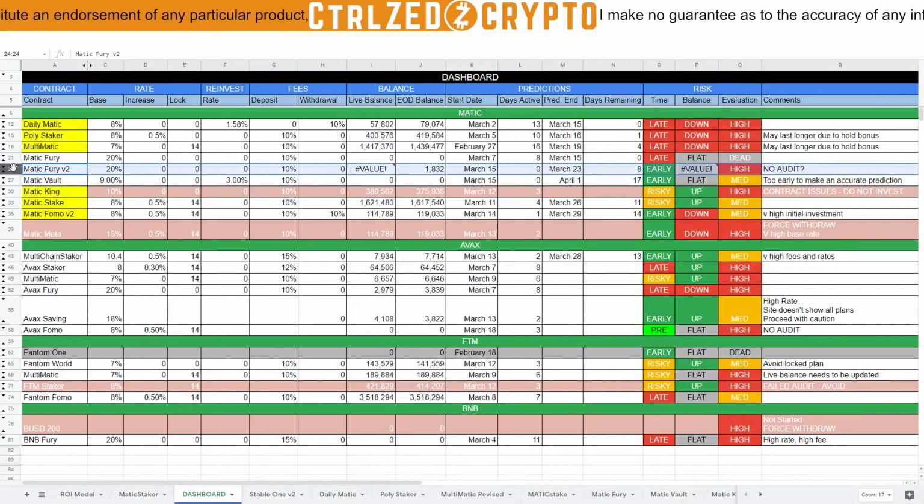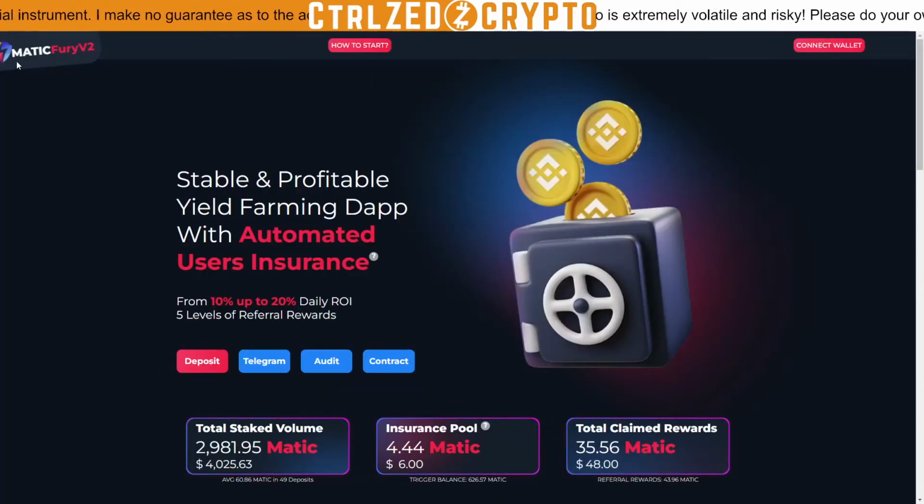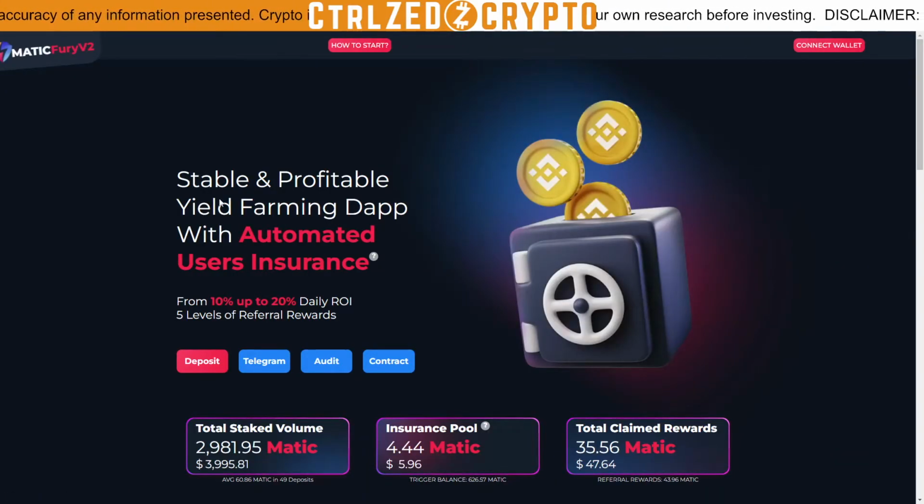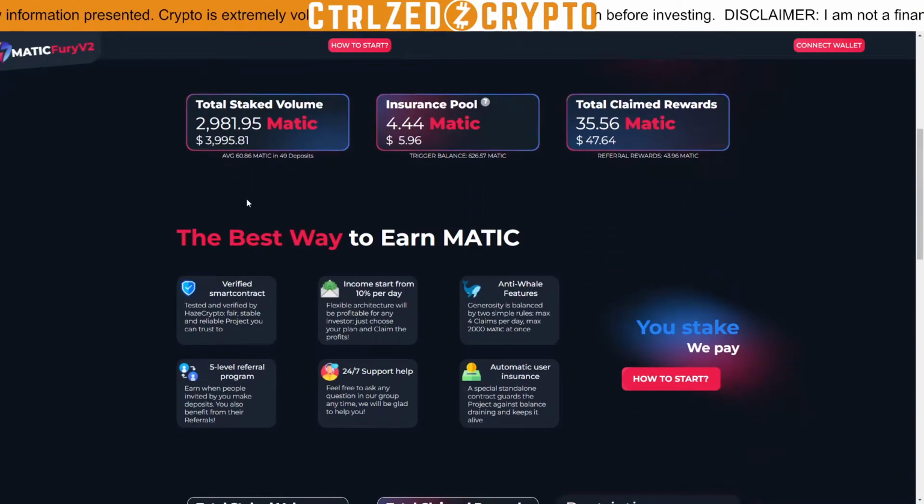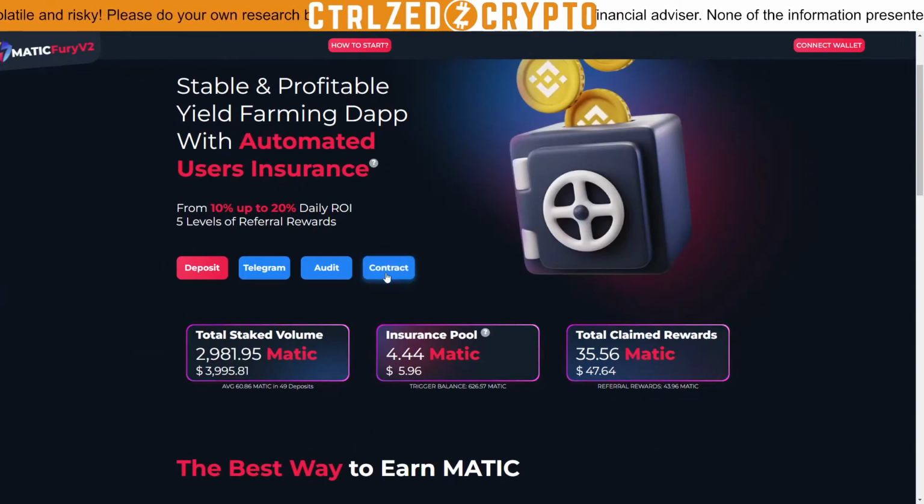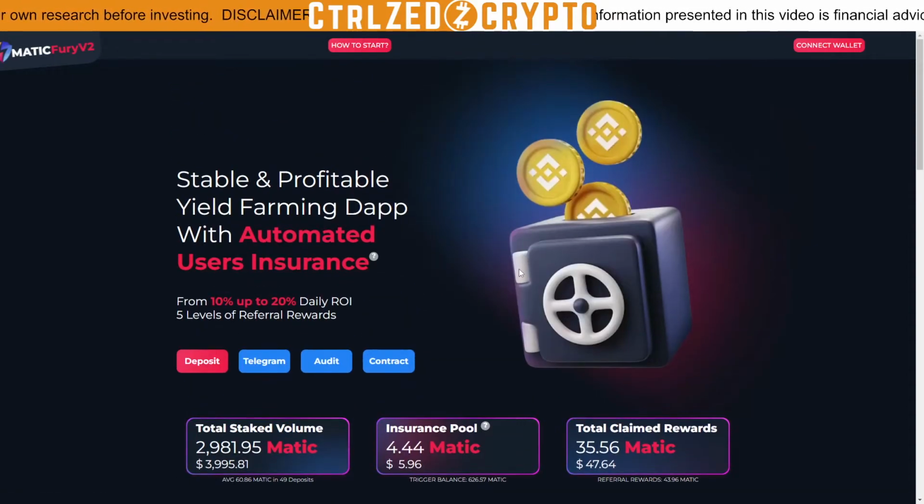But what have we here? Matic Fury version 2. So if you actually go to the site, as I did earlier, let's see if I can find it amongst all of my tabs. All of a sudden, Matic Fury V2 has appeared. So it looks like they've just basically run out of money, the contract has ended, and literally the same day, they've just changed the contract link and they've just carried on as if nothing has happened.